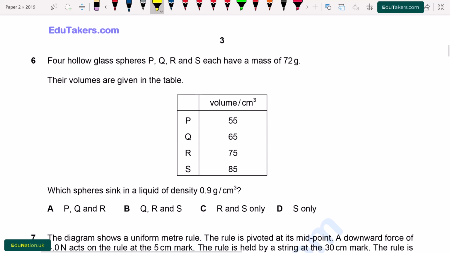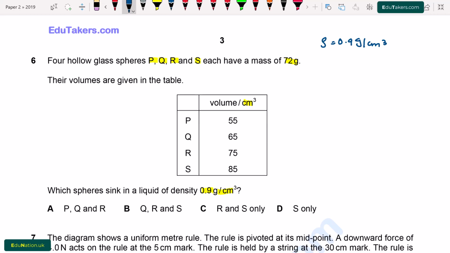Question number 6. Four hollow glass spheres P, Q, R and S each have a mass of 72 grams. Their volumes are given in the table. Volume is measured in centimeter cube. Which spheres sink in the liquid of density 0.9 gram per cubic centimeter? So density is given here, which is equal to 0.9 gram per cubic centimeter. First of all, we have to find out the density for the spheres P, Q, R and S and compare the densities of the spheres with the density given for the liquid.